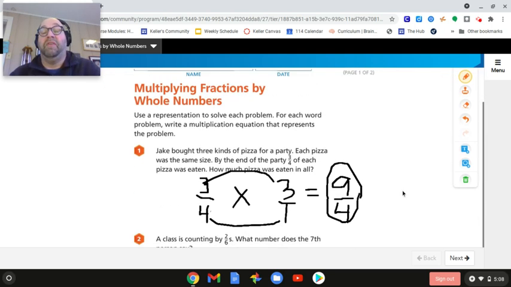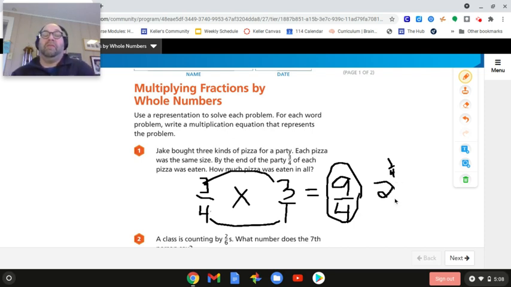If I want to convert that to a mixed number, I'm going to figure out how many 4s are in 9. There's 2. And how many are left over? That's 1. So it's going to be 2 and 1/4. I'm going to run out of room here, so I have to put it up here. So 2 and 1/4 is the mixed number. So they ate 2 1/4 of the total pizzas.